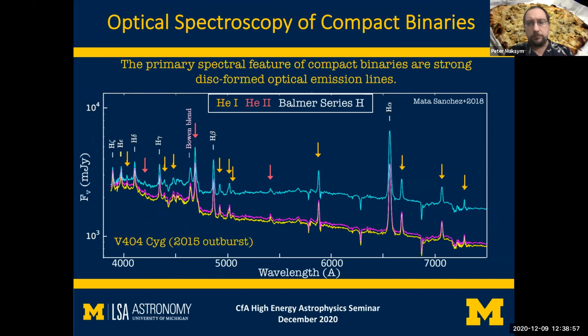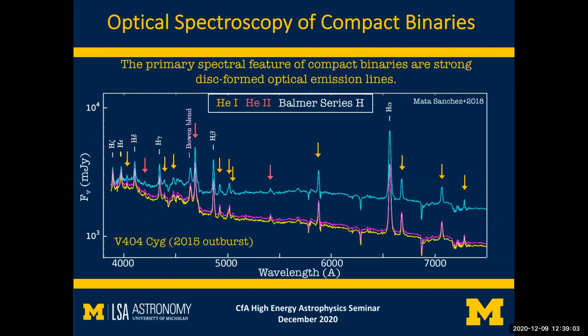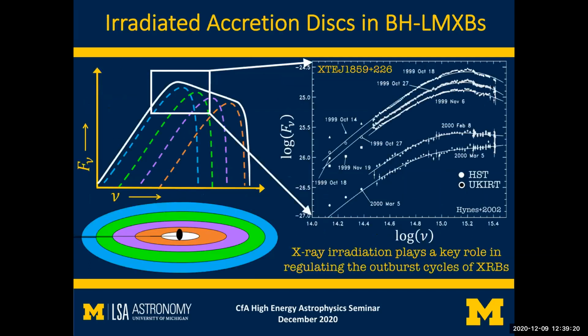Strong disk-formed optical emission lines are the primary spectral feature of compact binary systems. As a result, it has now become standard practice to use these emission lines observed in compact binary spectra to trace accretion disk dynamics. However, the physical process producing these accretion signatures in many types of compact binaries still remains somewhat of a mystery. It's for this reason that compact binaries harboring stellar mass black holes, i.e. our black hole low mass X-ray binary systems, are of particular interest.